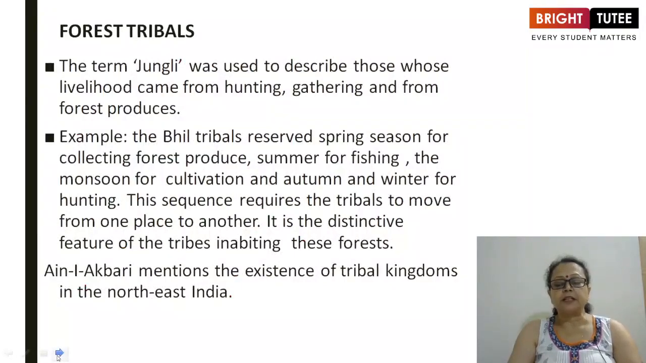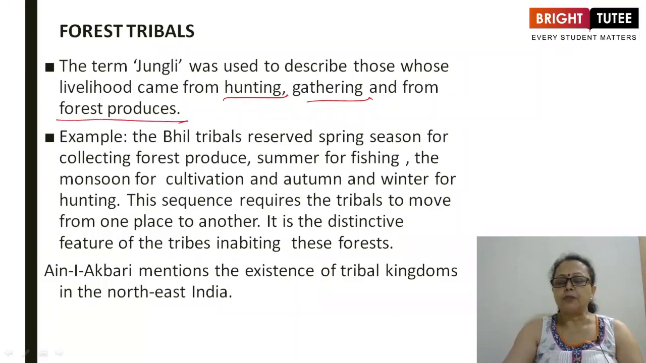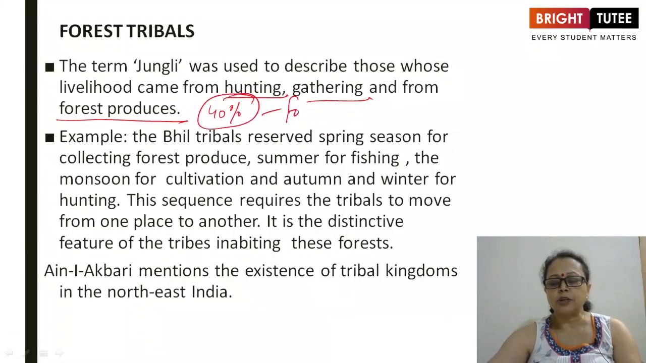Then the forest tribals. The term jungli was used to describe those whose livelihood came from hunting, gathering, and forest produce. They are considered the forest tribals. In the medieval period, dense forest, jungles, or scrublands, the kharbandi, existed all over eastern India, central India, northern India, Jharkhand, and parts of the Deccan Plateau. It is estimated that the all-India average forest cover was 40%. 40% of the land of India was covered with forest.